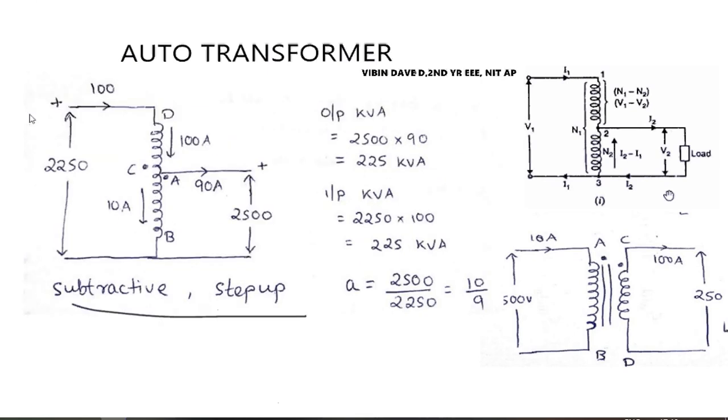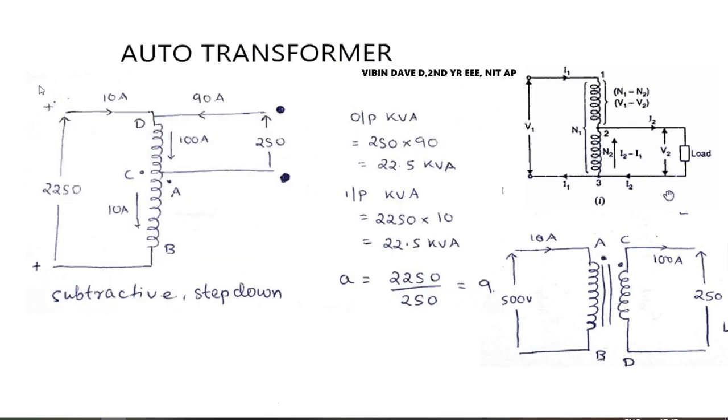This is the next possible connection, subtractive step up. Here you can see the common point is CA and the common winding is AB. A and C are connected, and you can see the transformation ratio and the input and output power mentioned in this diagram itself. This is the last possible connection. Here you can see C is connected to A and the only difference is CD is treated as the common winding, but in the previous one AB was the common winding.